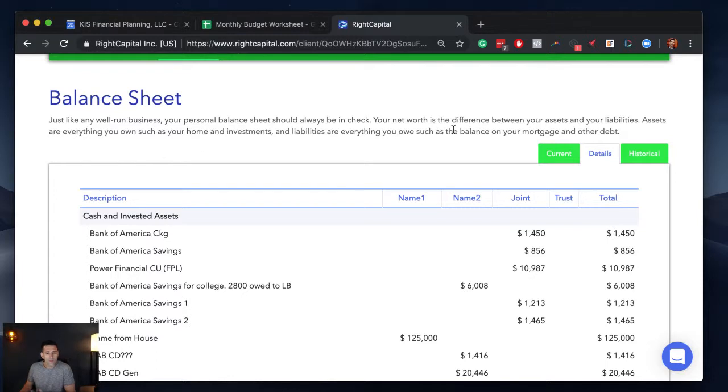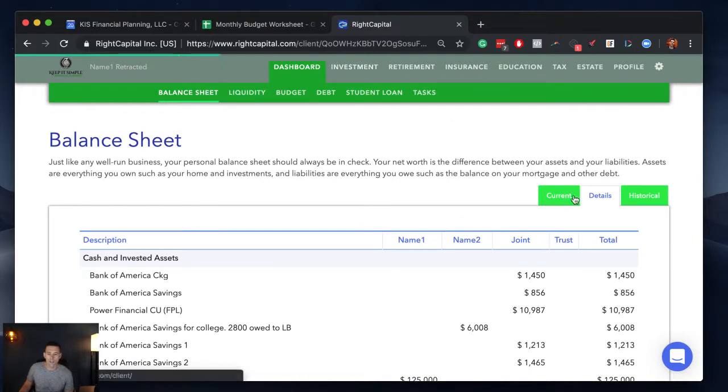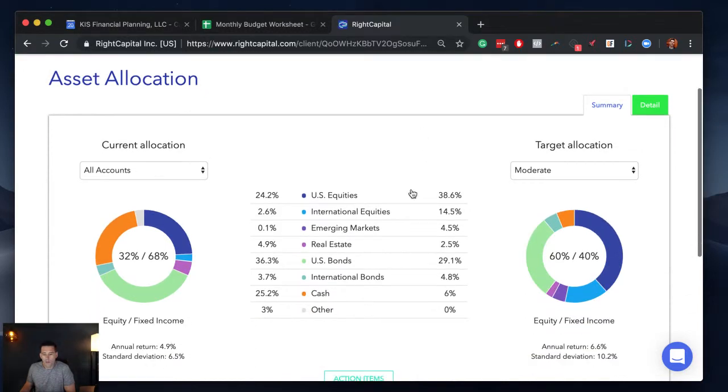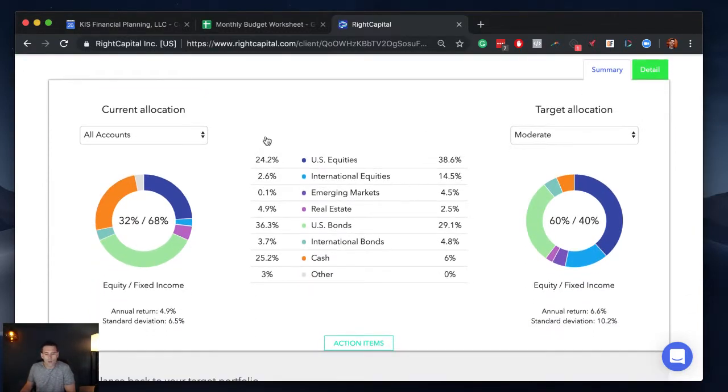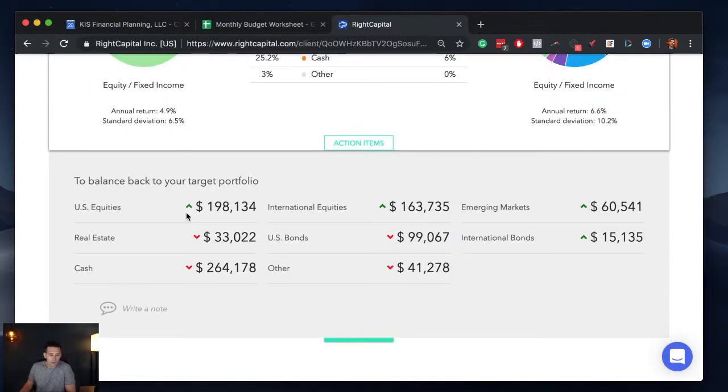Once you have this, you really want to look at next, okay, here's all your assets. You want to get a breakdown of those assets. Let's take a look at what that could look like for you. Here I have it all laid out. When it comes to the investment accounts, everything is broken down into U.S. equities, international, emerging markets, real estate, bonds, international bonds, and cash. And then here, how much money you have invested in things like U.S. equities, real estate, and how much you have in cash or cash equivalents.